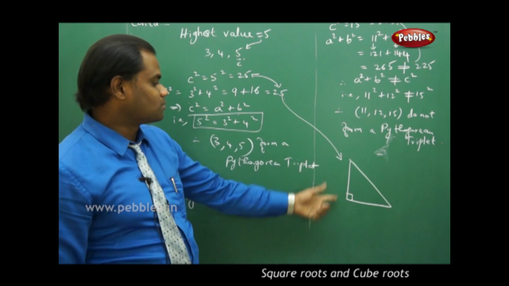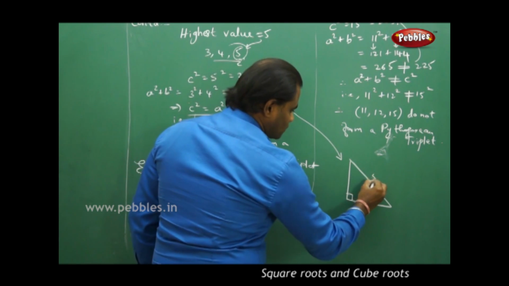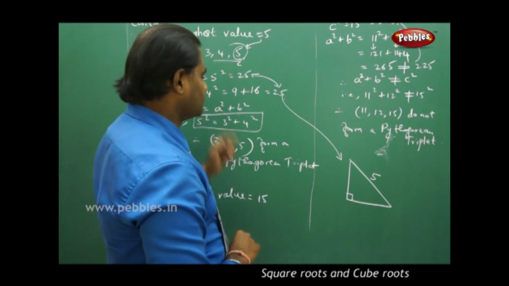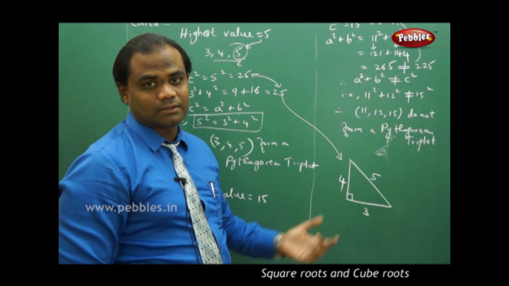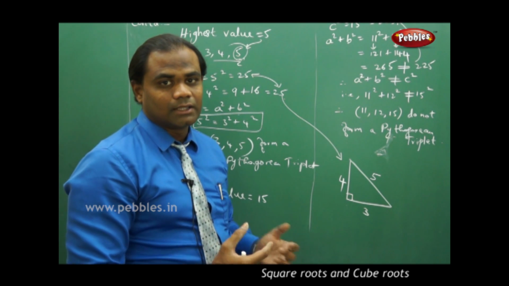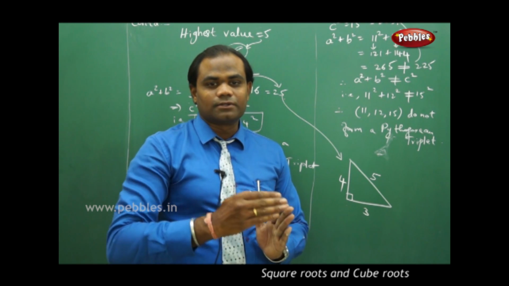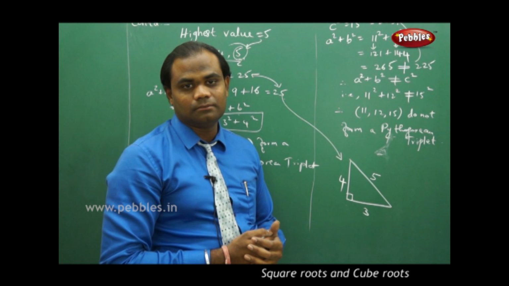So I take the previous problem where I understand that 5 is the highest value, which is always on the hypotenuse of the right angle triangle, and the other two, being 3 and 4, are taken on either side. So I understand that when three values form a Pythagorean triplet, they exactly fit into the dimensions of a right angle triangle. This is how I understand.